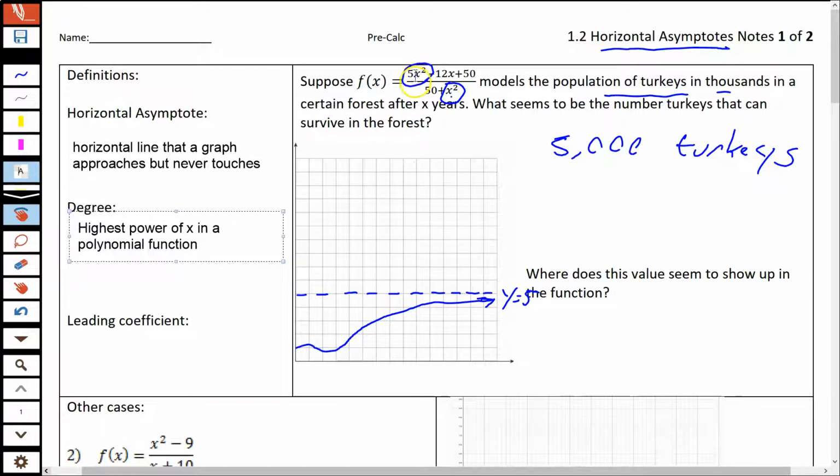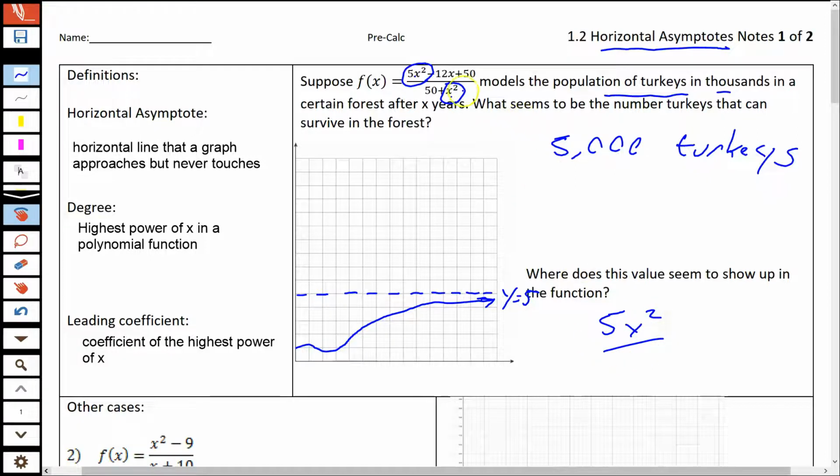So 5x squared, the leading coefficient, or the coefficient of 5x squared, is 5. X squared, the coefficient is 1. So now notice, if we zero in on just the leading coefficients, just the highest powers of x, we have 5x squared on top over, well, plain old x squared is really a 1x squared on the bottom.